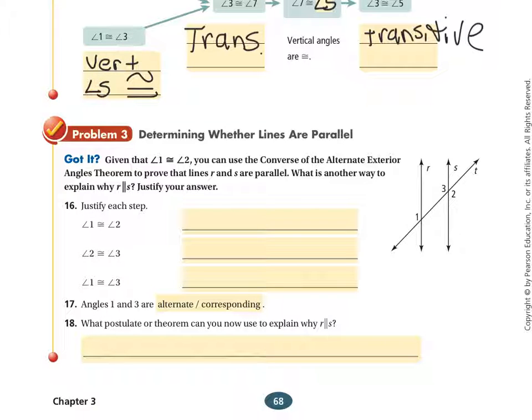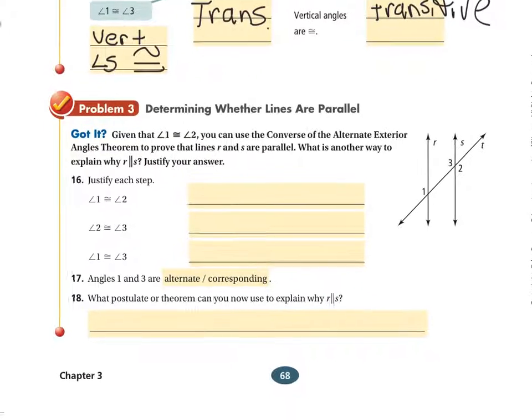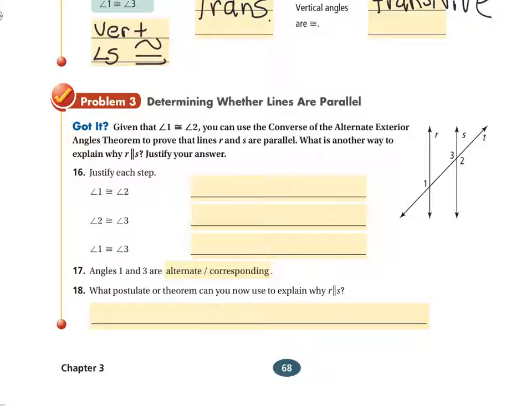The next problem is determining whether lines are parallel. So we're given that angle 1 is congruent to angle 2, so we're going to mark that in our diagram. So angle 1 congruent to angle 2. You can use the converse of the alternate exterior angle theorem to prove that lines R and S are parallel. What is another way to explain why line R is parallel to line S? So we're going to justify each step. Angle 1 is congruent to angle 2. That's given.